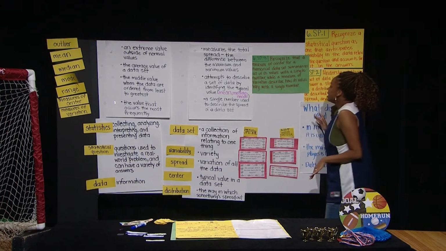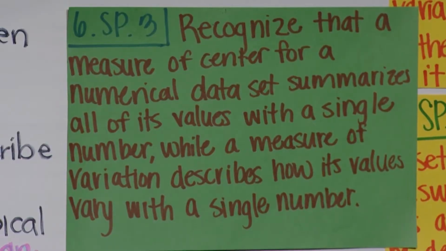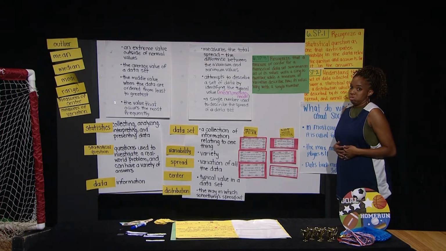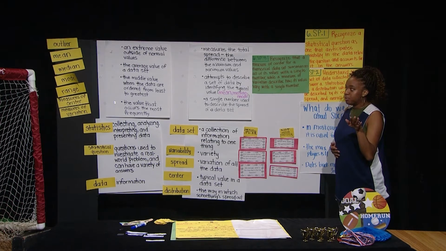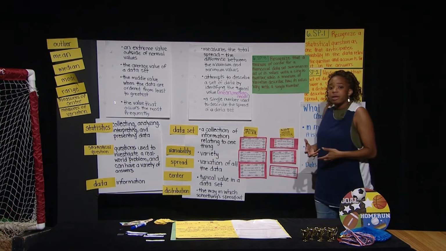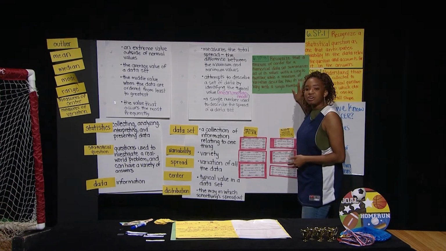It says that we are going to recognize that a measure of center for a numerical data set summarizes all of its values with a single number, while a measure of variation describes how its values vary with a single number. Wow, that was a lot of things. That was a lot of different words. Okay, I see you guys are pointing. Yeah, vocabulary. We're going to pull out some key vocabulary to help us unpack this entire standard.